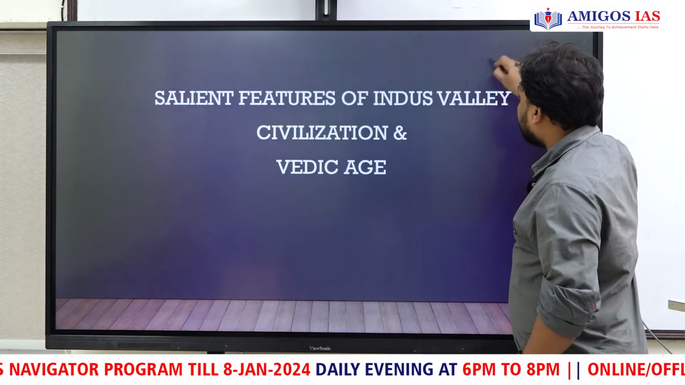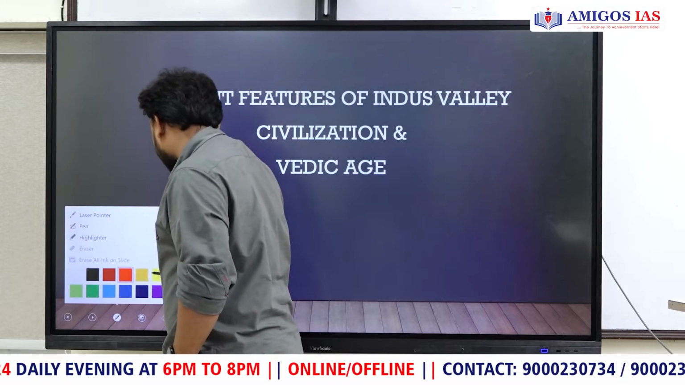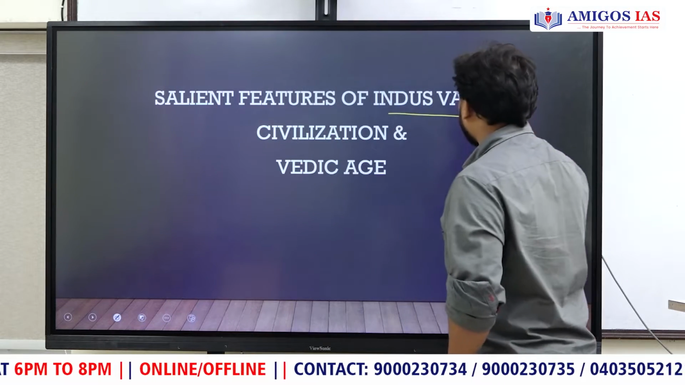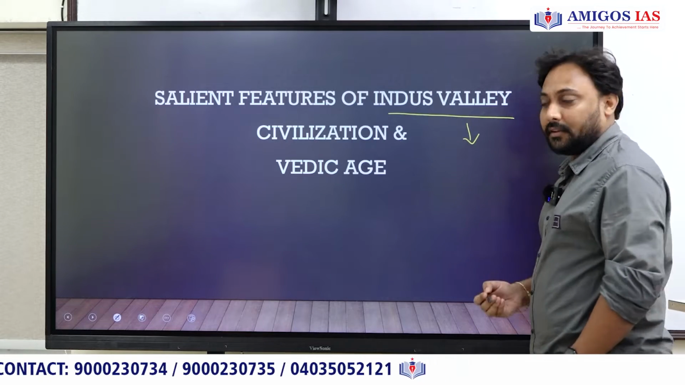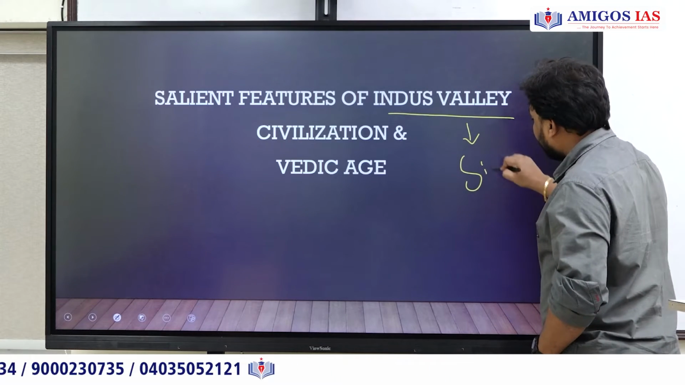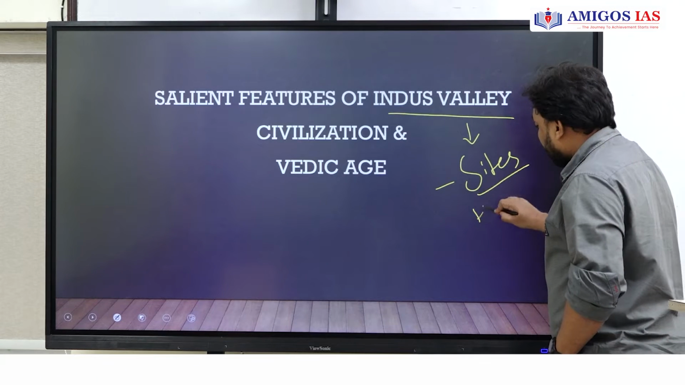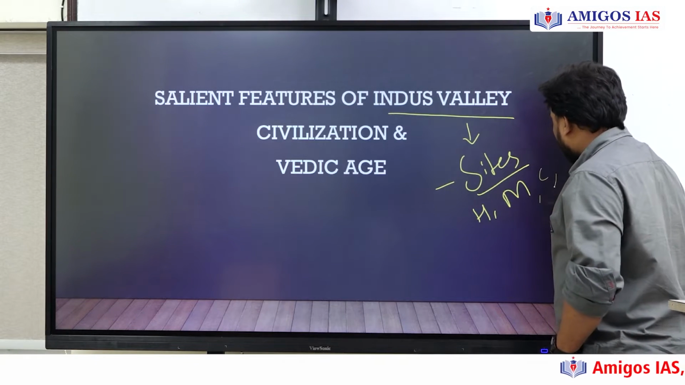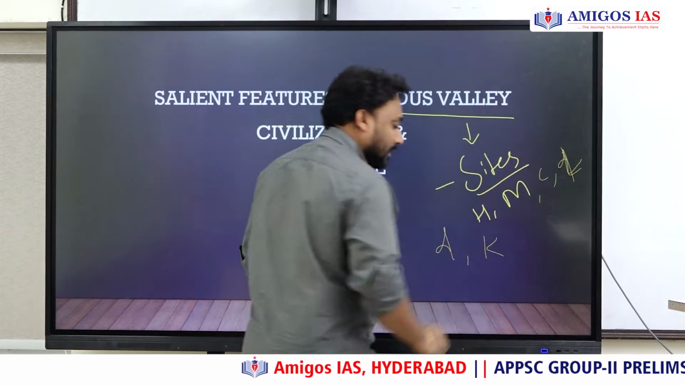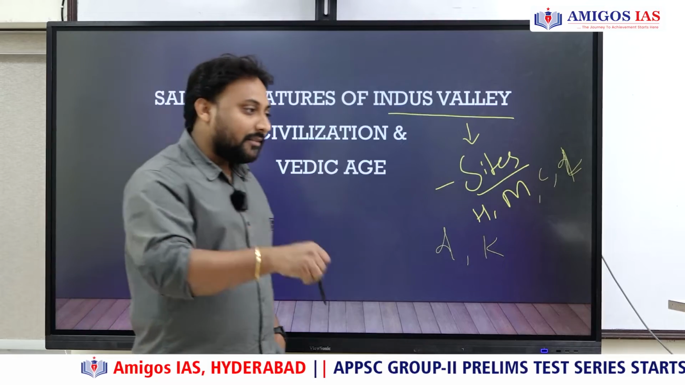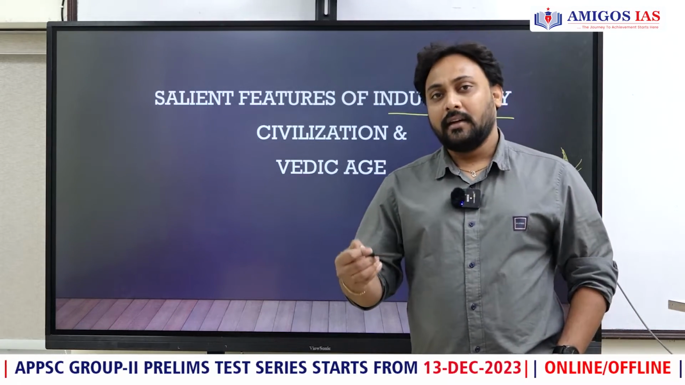The first topic is the salient features of the Indus Valley civilization. What are the subtopics in that? As we will discuss in our class, the important sites: Harappa, Mohenjo-daro, Chanhu-daro, Lothal, Dholavira, Kalibangan, and the excavations at those sites. Based on those excavations you may get questions.